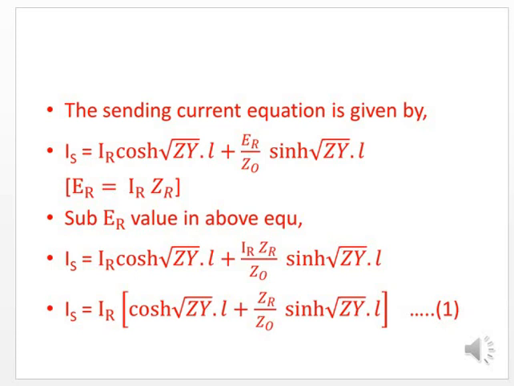Substitute this ER value in the above equation. So Is is equal to IR cosh(√(ZY)·L) plus IR ZR by Z0 sinh(√(ZY)·L). In both terms IR is common, so keep IR as common. Is is equal to IR into [cosh(√(ZY)·L) plus ZR by Z0 into sinh(√(ZY)·L)]. Keep this as equation 1.